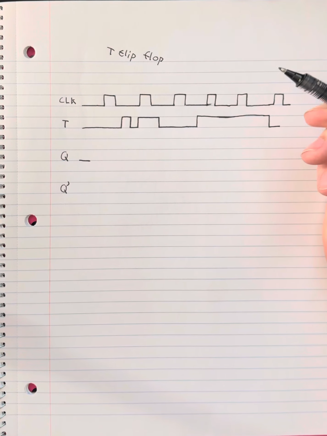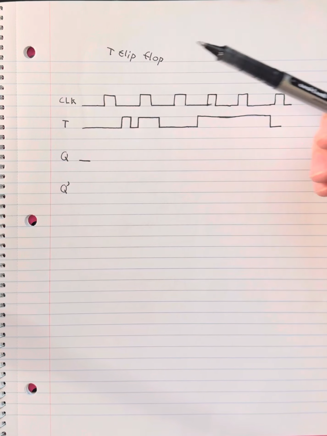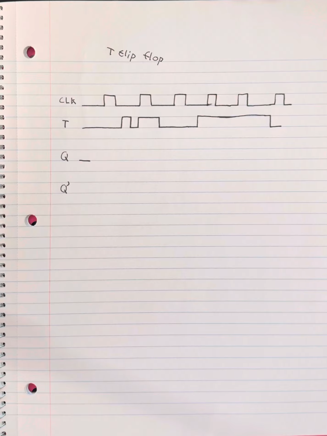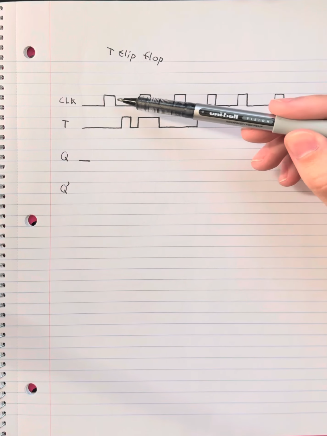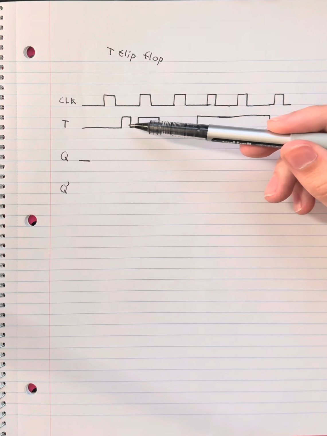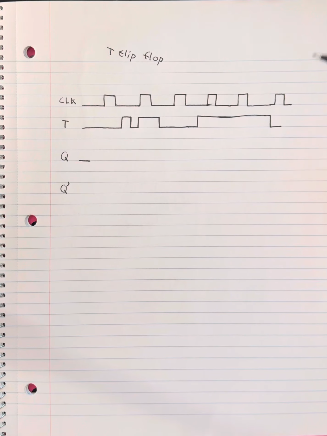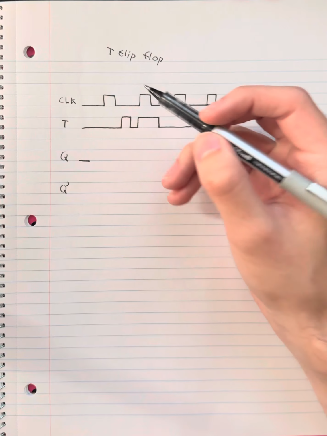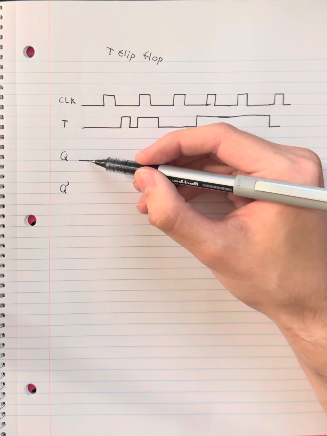And I'm starting off with the timing diagram. This is a timing diagram for a T flip-flop. So I have our clock, I have our toggle signal, and we can just start. It's going to start at 0.